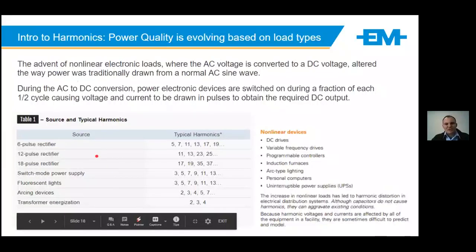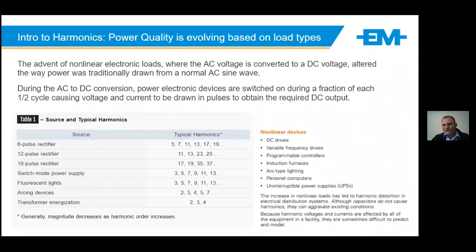This takes us on to what we call introduction to harmonics. As we know, power quality is evolving based on the load types. What has happened in the last few years is the advent of nonlinear electronics, where AC is converted to DC voltage. This alters the way power is traditionally drawn from the normal sine wave. During the AC to DC conversion, power electronics devices are switched for a fraction of each half cycle, causing voltage and current to be drawn in pulses to obtain the required DC output.